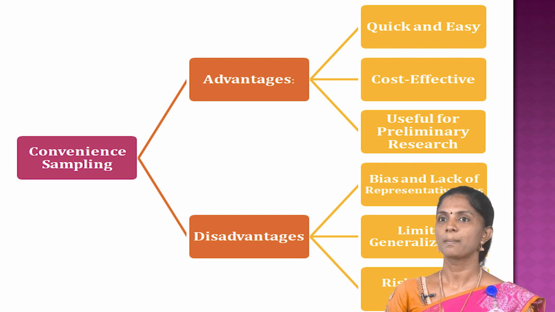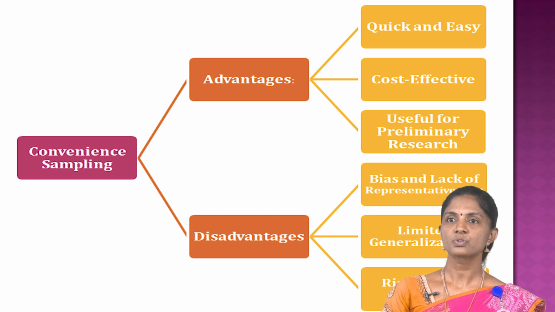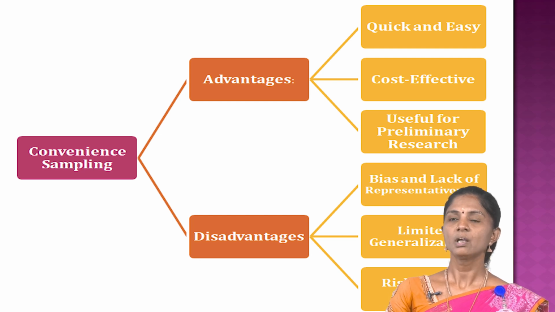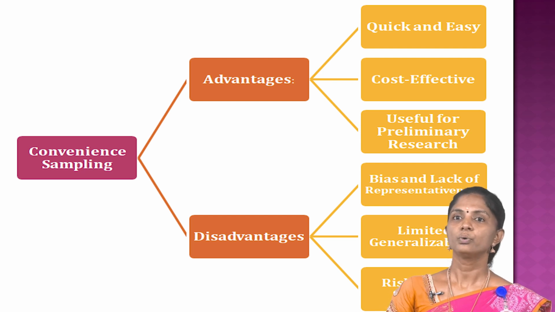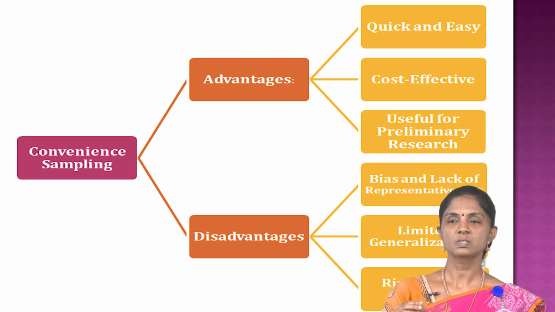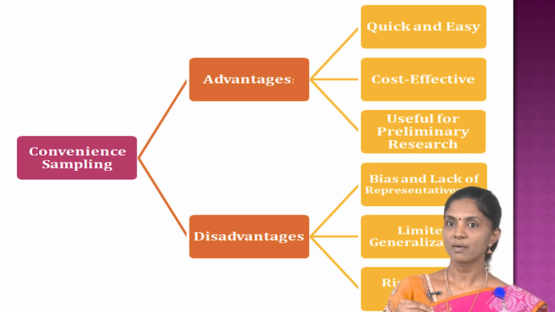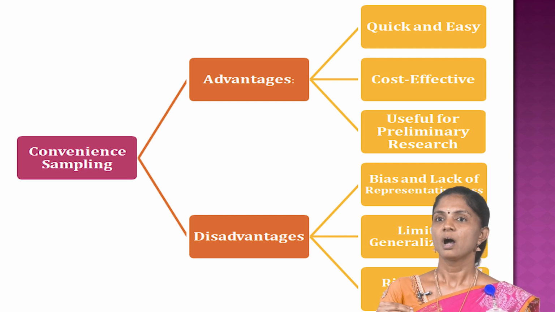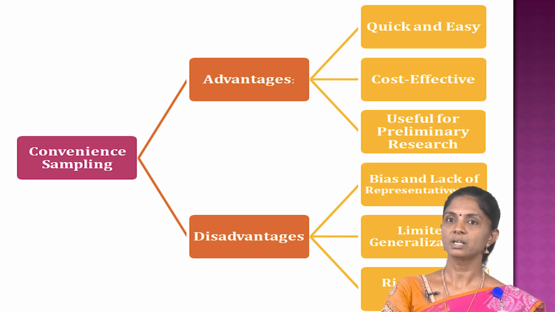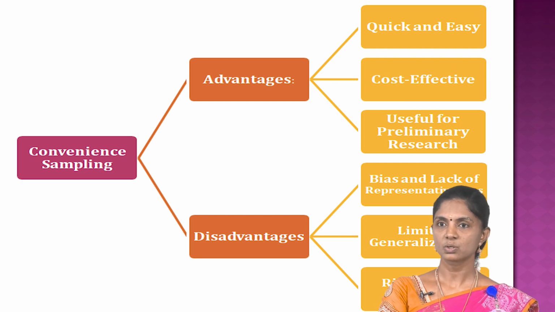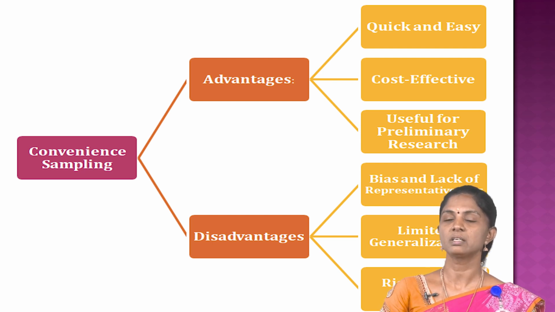Example of convenience sampling: researchers want to study the eating habits of college students. They might choose to survey students in the college canteen during lunchtime as it is convenient and ensures available samples. However, the sample may not be representative of all the college students as it excludes those who do not eat at the canteen.